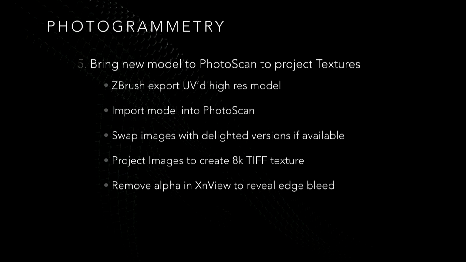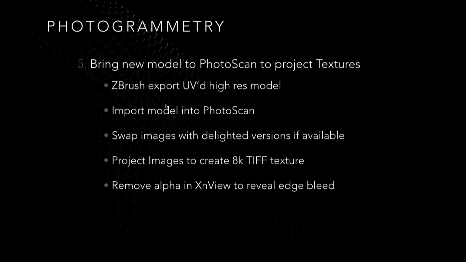And so now I have my new model from ZBrush that's been cleaned up. It's been UV'd. But now I need to project the photos onto that object to get my texture map, because that's still a process we haven't done yet. So I export from ZBrush the UV'd high-res model, and I import that into Photoscan.